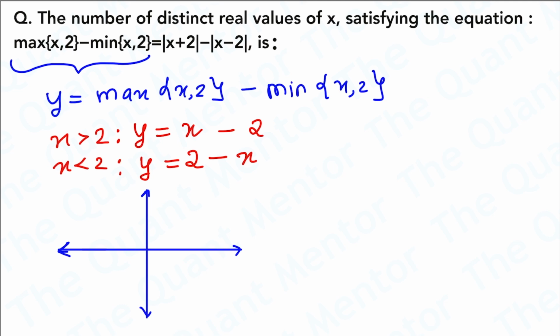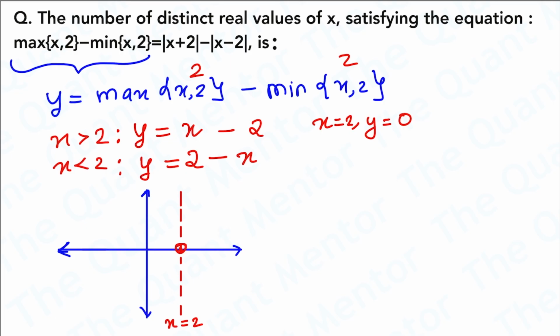And next, when you put x is equal to 2, max of 2 comma 2 will be 2 and minimum of 2 comma 2 is also 2. The difference of these two will be 0. So at x equal to 2, y will be equal to 0. We have first drawn the line x is equal to 2. At x is equal to 2, the y coordinate is 0. So this is the point, x is 2 and y is 0.